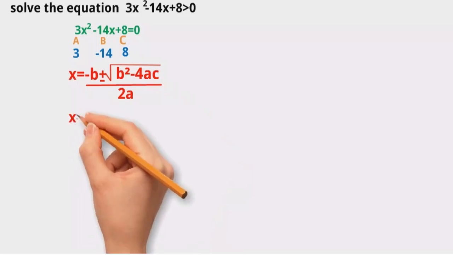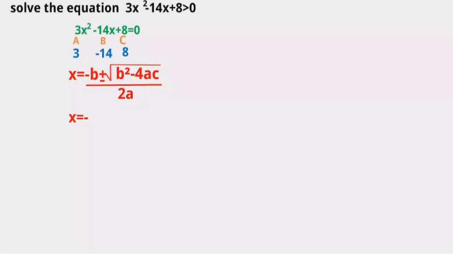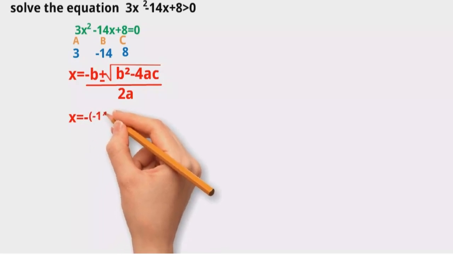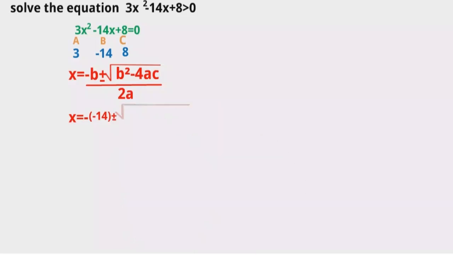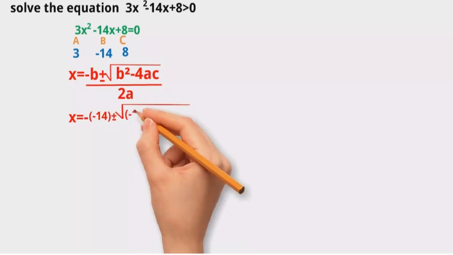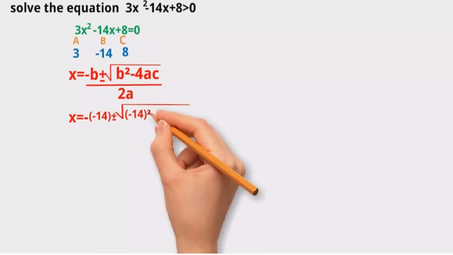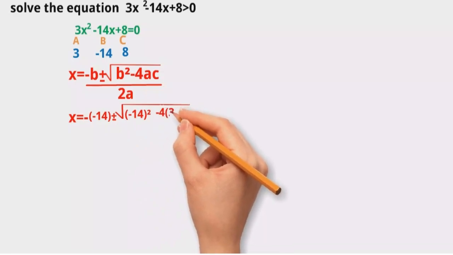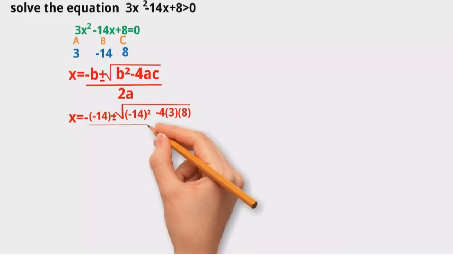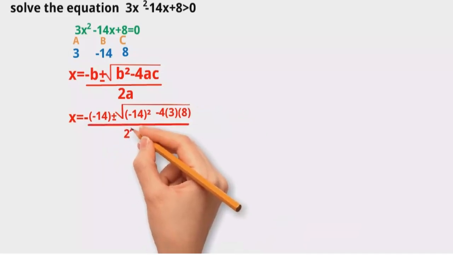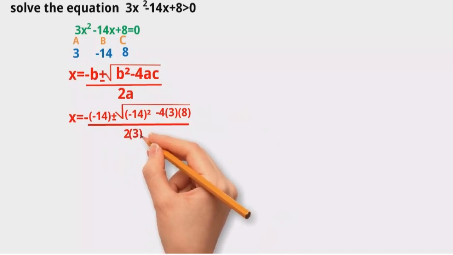So we say x is equal to negative, where there is b, we put negative 14, hence, open brackets negative 14, close brackets, plus or minus square root, again, where there is b, we put negative 14, therefore, we open brackets negative 14, close brackets, minus 4. Where there is a, we put positive 3, and where there is c, we put positive 8, over 2. And where there is a, we put 3, hence, open brackets, 3, close brackets.